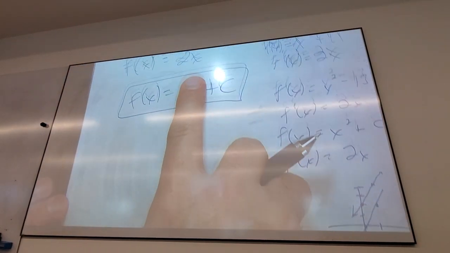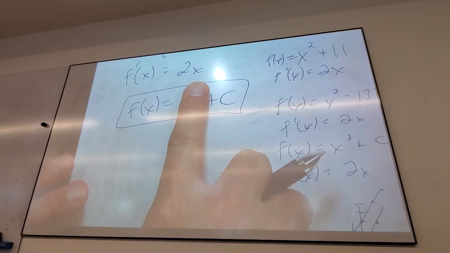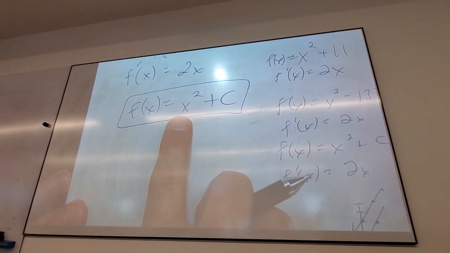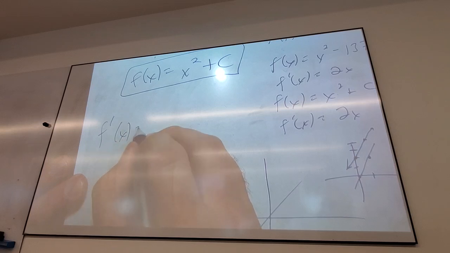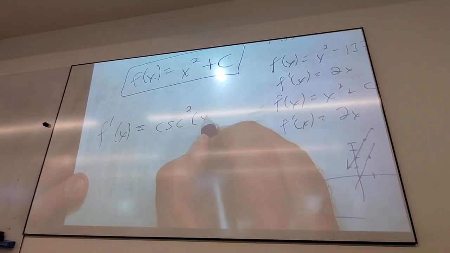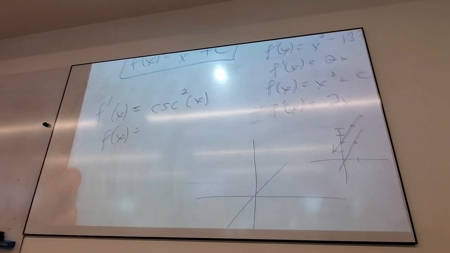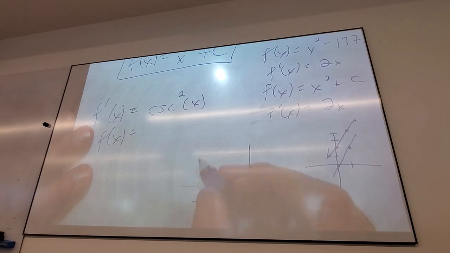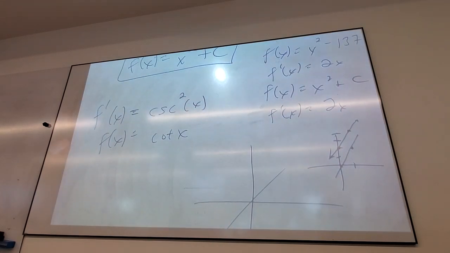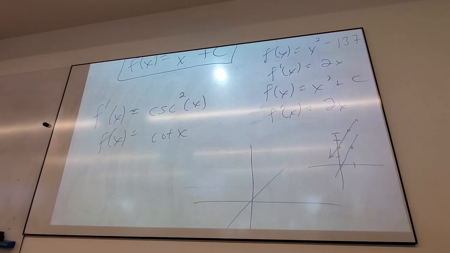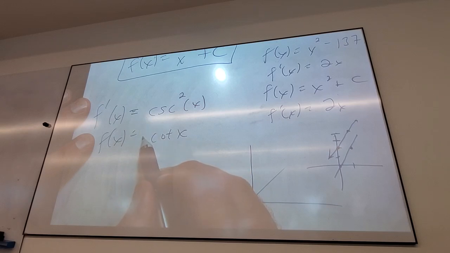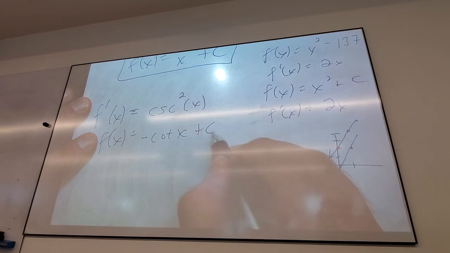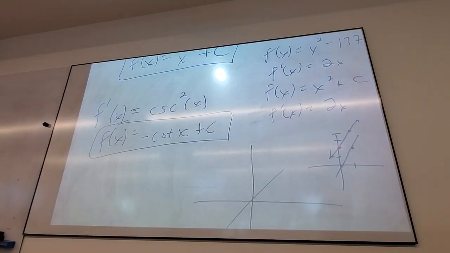So you can see, the worse memorized your derivative rules are, the harder time you're going to have with this. For example, if I told you f prime of x is cosecant squared x, what was f? If you put cotangent, that's wrong, because what's the derivative of cotangent? Negative cosecant squared. Since there's no negative here, there must have been a negative that would have killed it. Why is this still wrong? Because it does not have plus c.